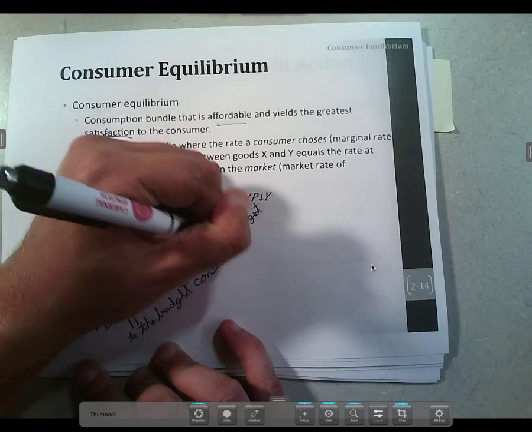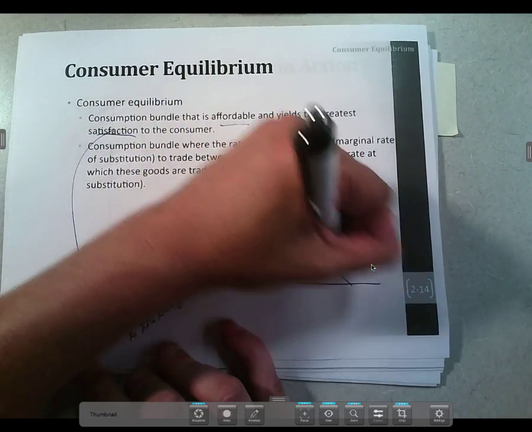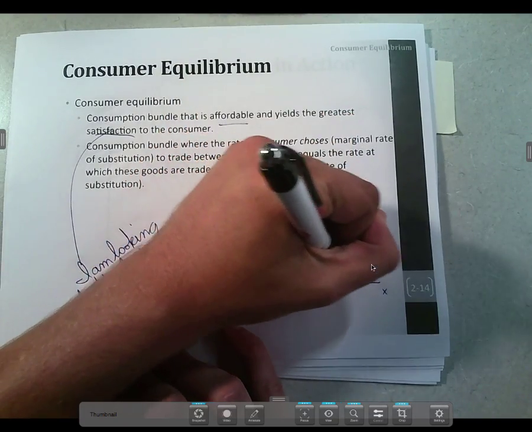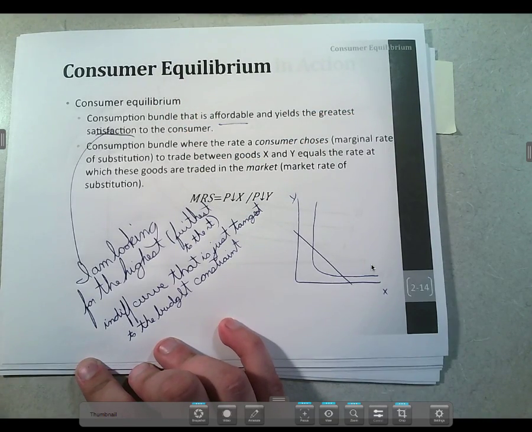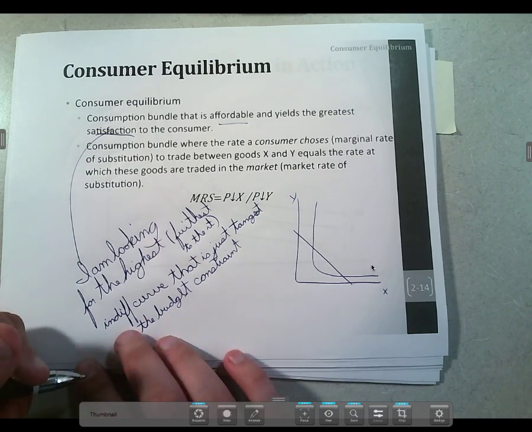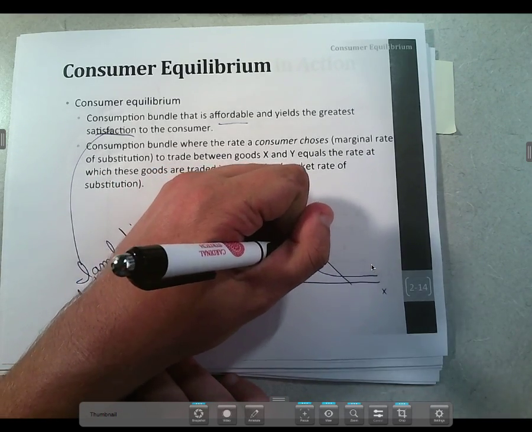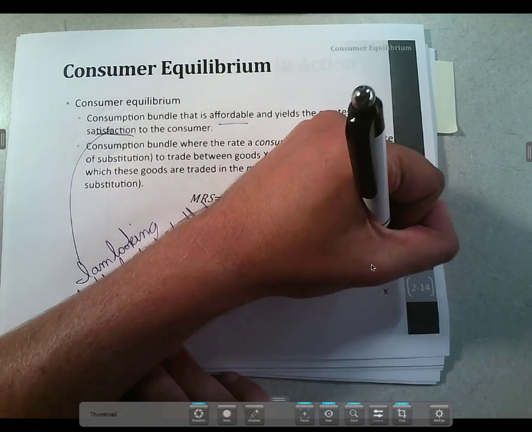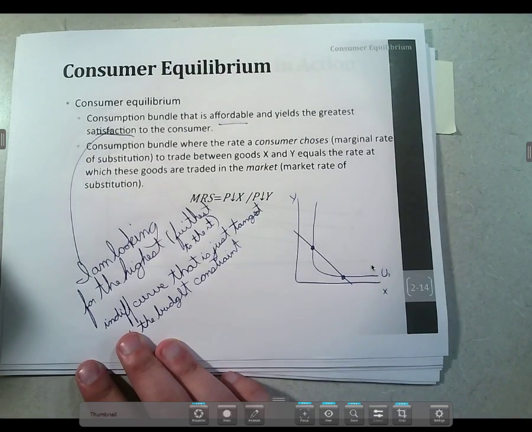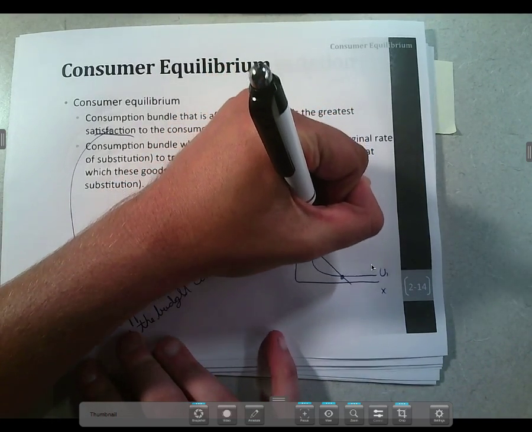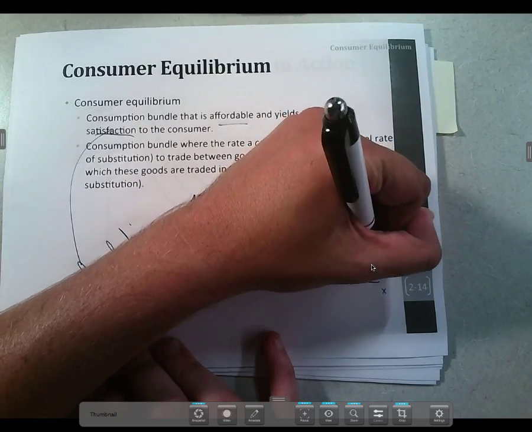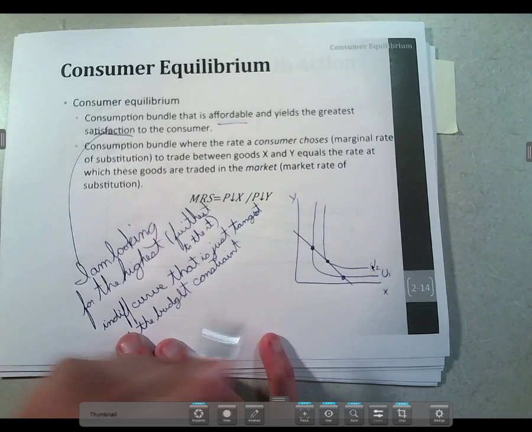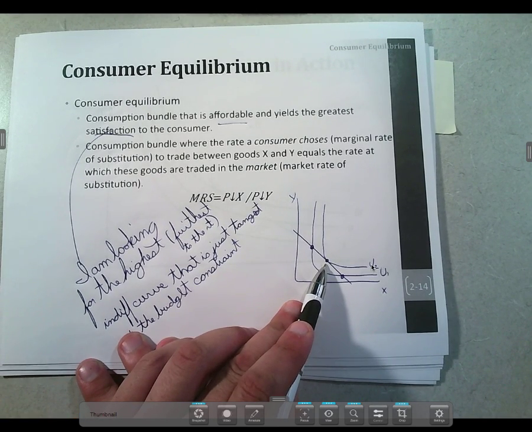When we draw this out here, again, this is good X, good Y. Here's my budget constraint. Look at this indifference curve. In this indifference curve, it touches the curve here, it touches the curve here. Let's call this U1. That would be indifference curve 1. But look at this one, U2. Because U2 touches the curve at just one point. That would be where it's tangent to it.